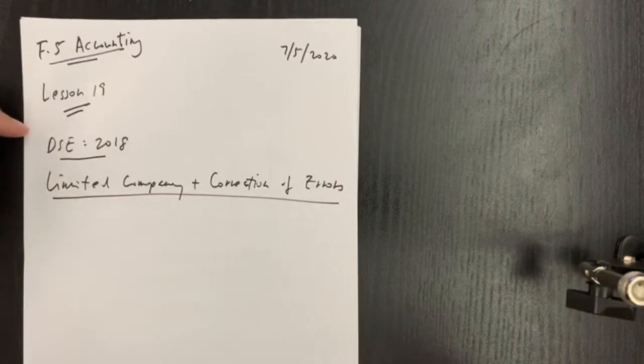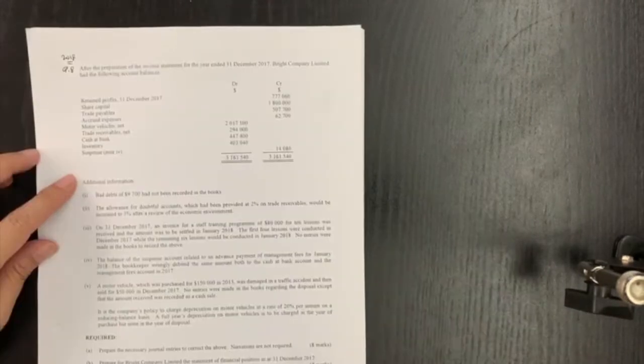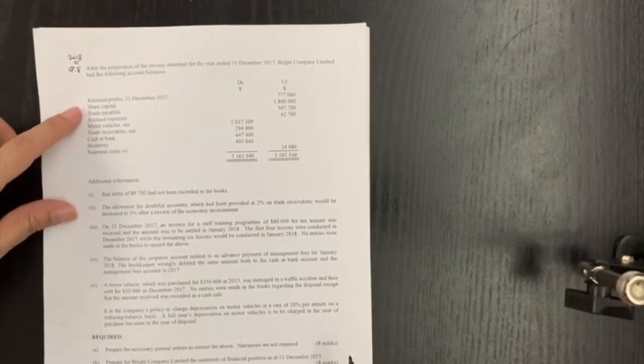Alright, so we will do one DSE question in 2018. This question covers two chapters, which are limited company and correction of errors. Okay, so here is the question given to us.